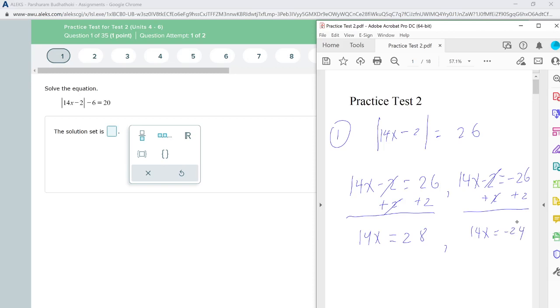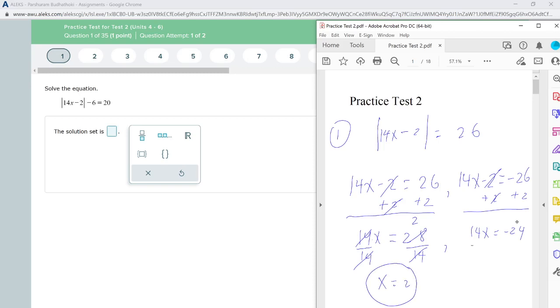Now to find the x, we just have to divide both sides by 14. That's called isolation, making this x single on the left side. To do that, you just do the opposite operation. There is a multiplication between this 14 and x, so division is the opposite of multiplication. So now we get x equal 2 on this equation.